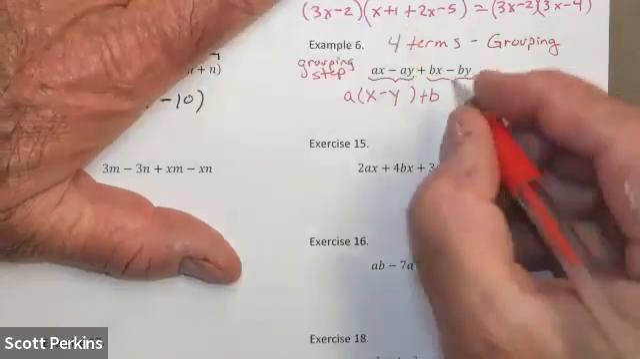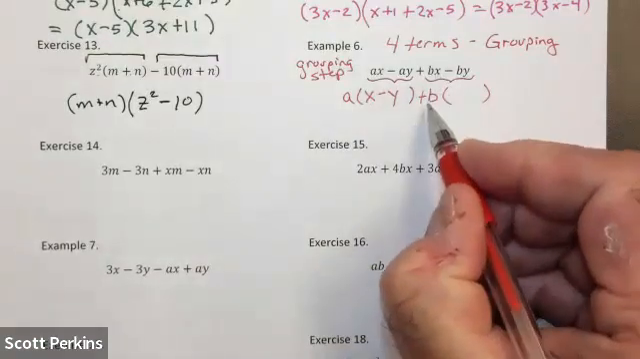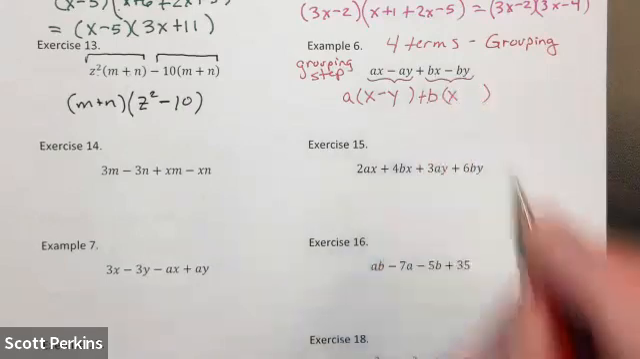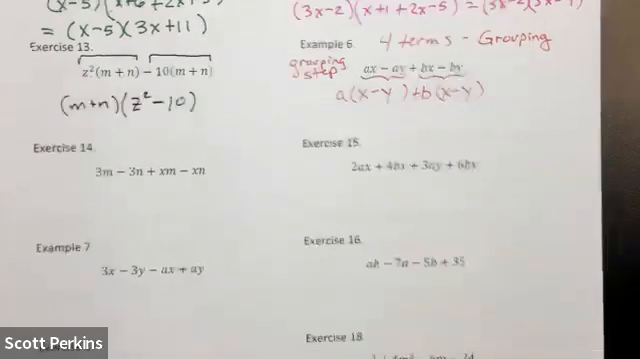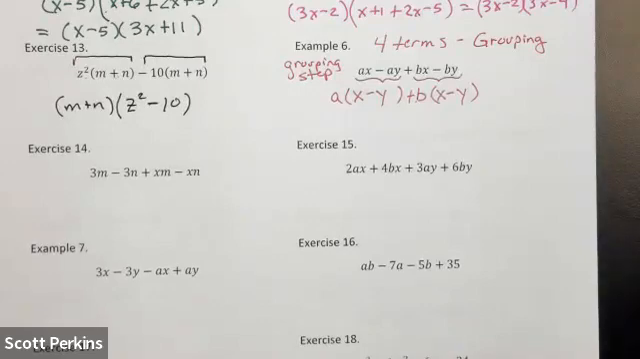Okay, plus. And then when I factor out the b, bx divided by b leaves me x. And then negative by divided by b leaves me negative y. I'm going to give you a minute to write that down, and then we've got one more step. We're just doing common factors, but we're doing it twice.